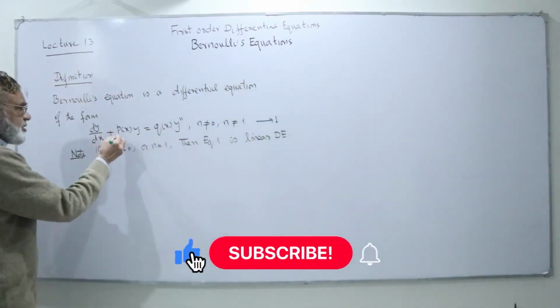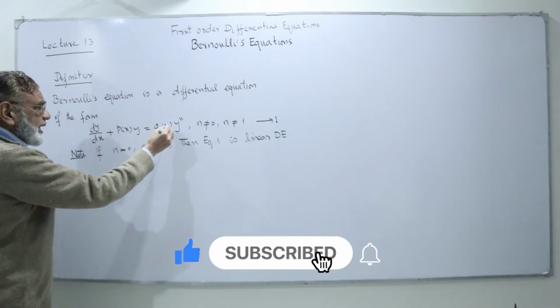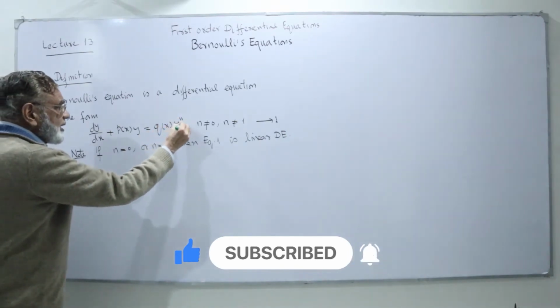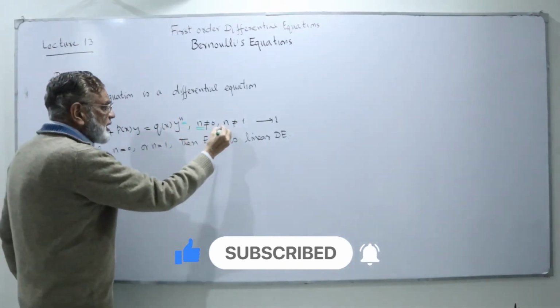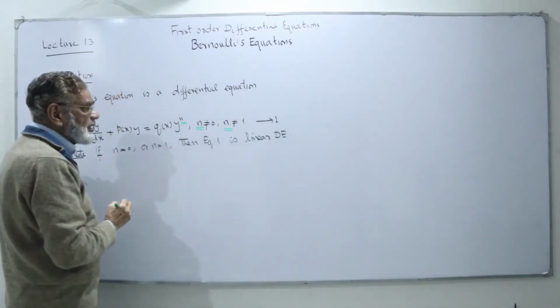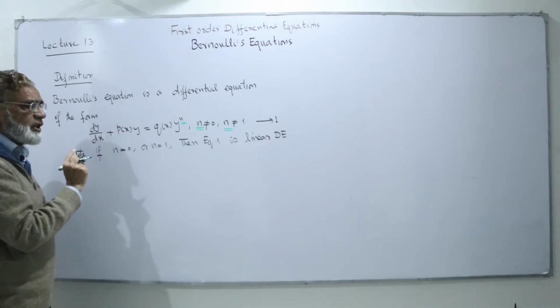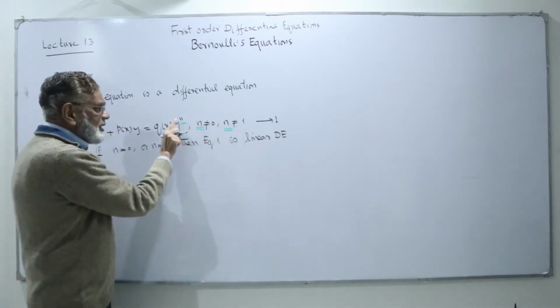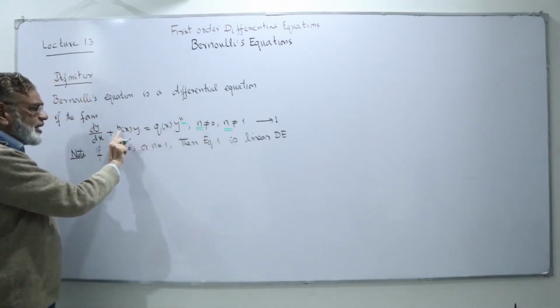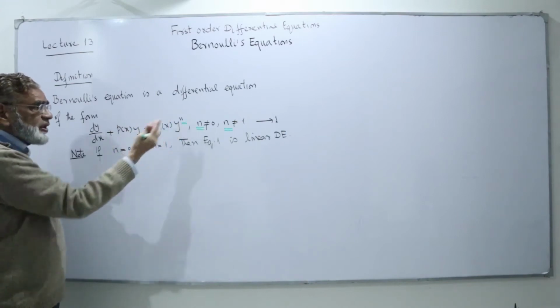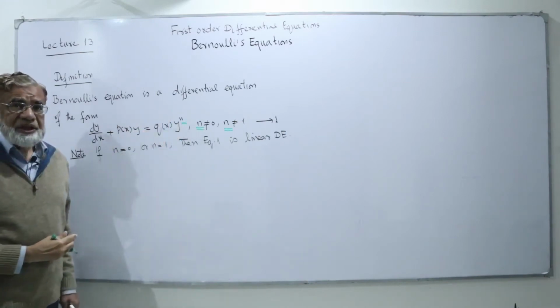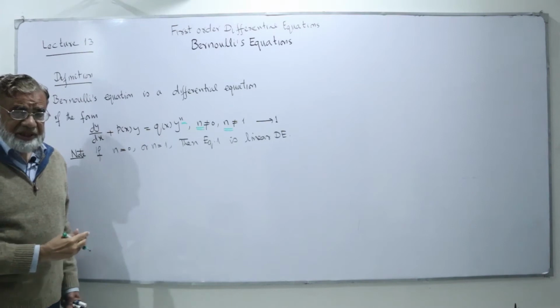We have dy by dx plus p(x) y equals q(x) y to power n, and we say this n is not equal to 0 and n is not equal to 1. When n equals 0, y to power 0 is 1, then we have the standard first order linear differential equation. When n equals 1, we can just shift it to the right hand side and get p(x) minus q(x), times y equal to 0. That's again the standard first order linear differential equation form.